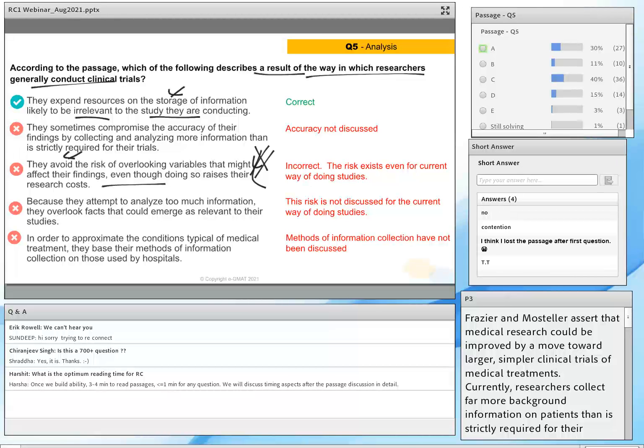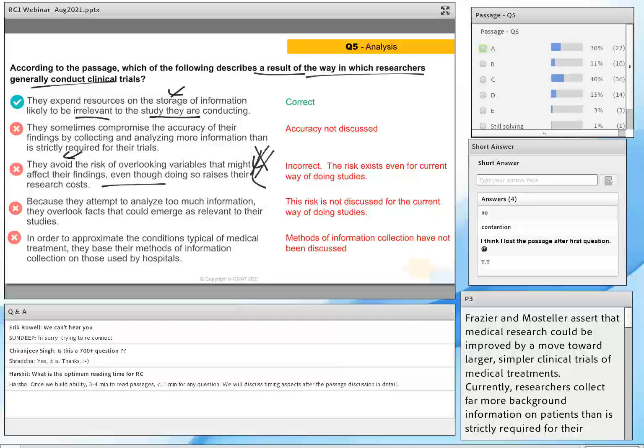Again, another point to look into is that they cannot avoid the risk totally. FNM clearly says that, hey, that risk is not completely eliminable. You cannot eliminate that point, right? So that's not going to happen. You are not going to avoid the risk completely. So that is also incorrect.